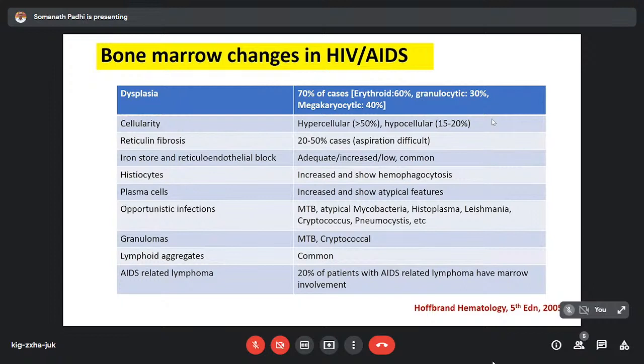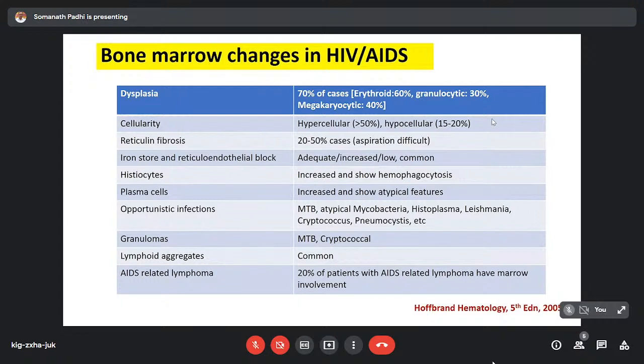There is a chance of increased reticulin fibrosis in up to 50% of cases, for which aspiration in HIV seropositive patients may be difficult to obtain. Iron stores may be adequate or even increased, which is not uncommon. That is, there is a defect in the reticuloendothelial system, a block in macrophage to erythroid iron transfer, so an anemia of chronic inflammation type of picture will definitely be present. So Perls stain is essential in all HIV positive patients evaluated for any cytopenias.